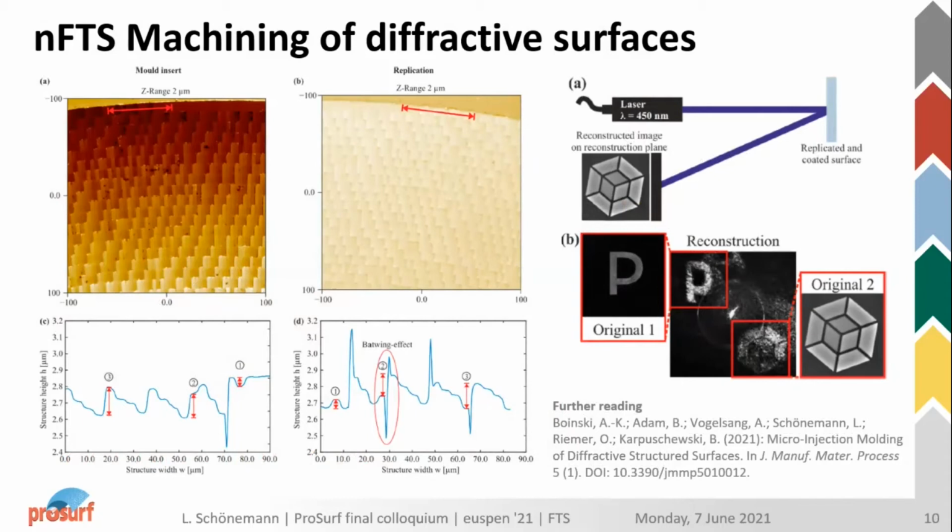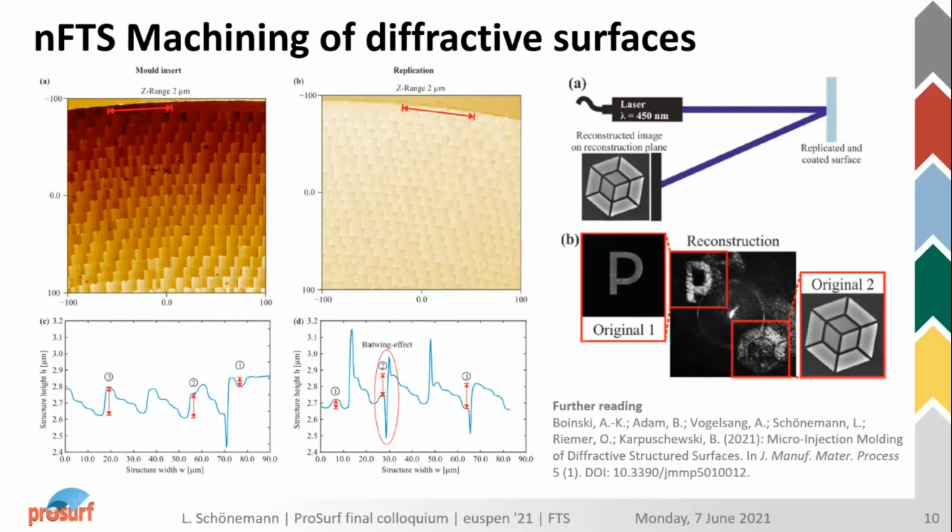Basically, what we do is we have a specific image that we encode into a rotational diffractive pattern, and then use the Nano Fast Tool Servo to generate the respective height levels. And the tool shape is already considered in the calculation. So what is done is that we cut this kind of hologram. It's a quite fast process, takes about 20 minutes or so.